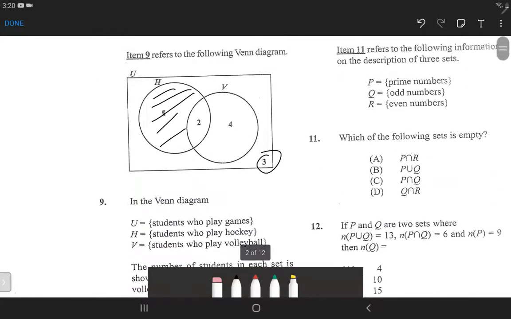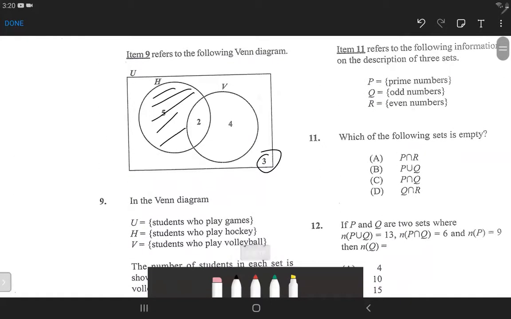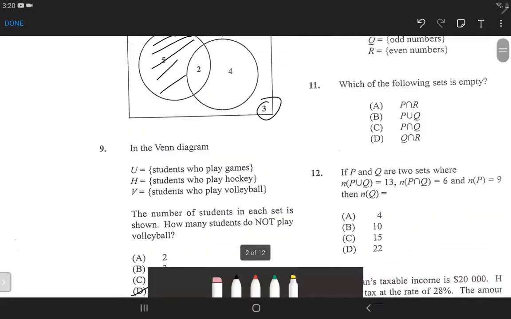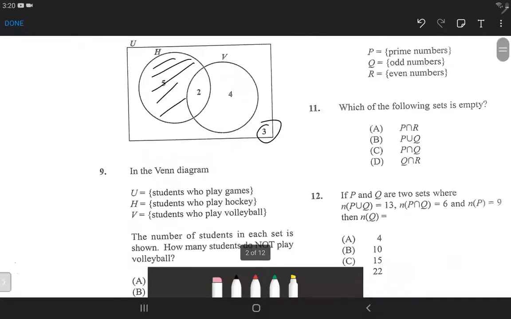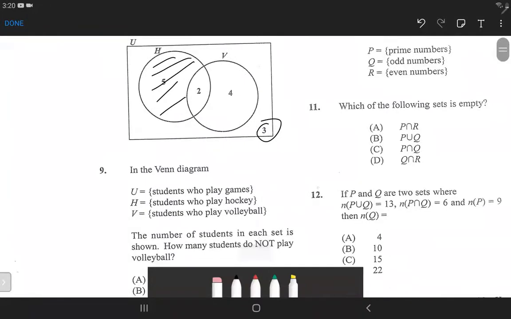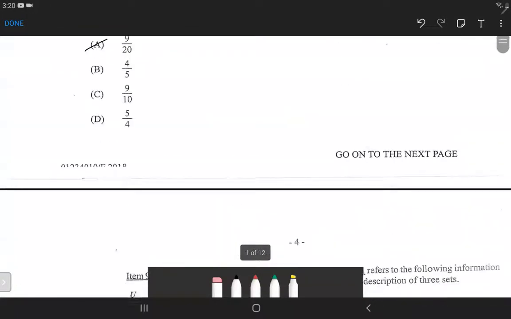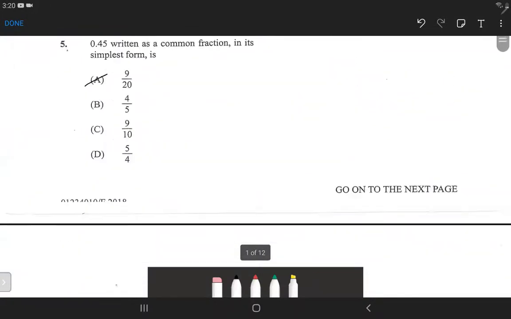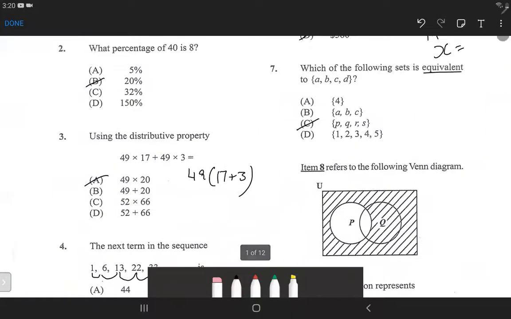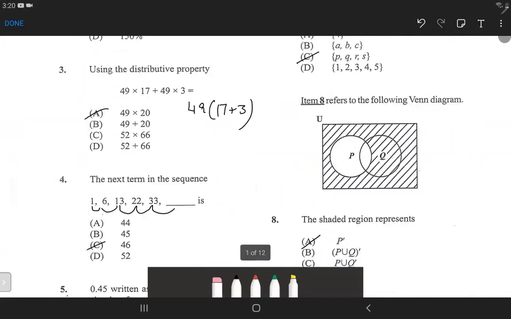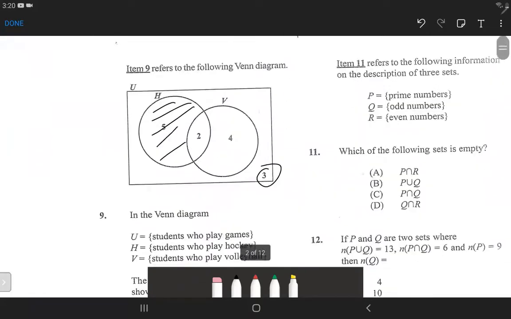All right, so let's see. Item 11 refers to the following. Which one is 7? The answer for 7. Where is it? We didn't get there yet. Oh yeah, 7 is up here. That is C. Equivalent sets means that they have the same amount of elements. Yeah, I know. Cool.